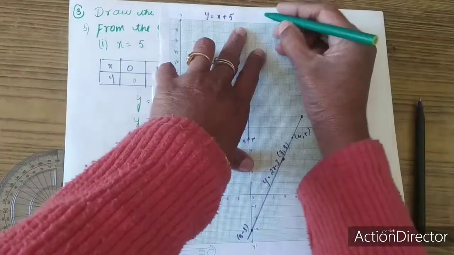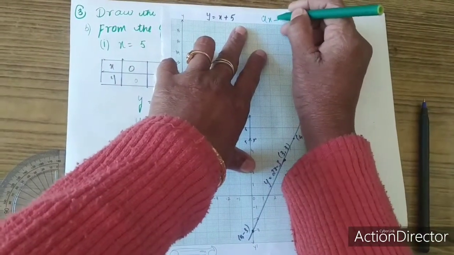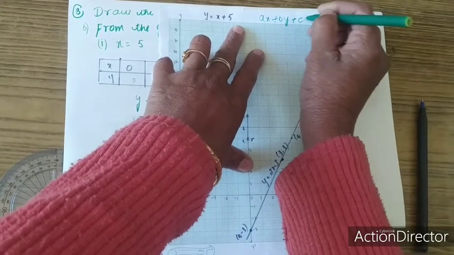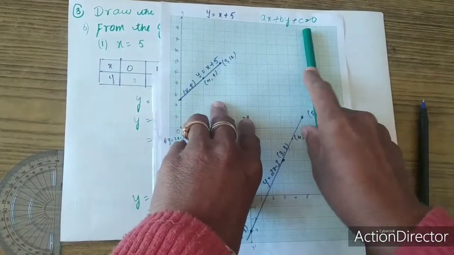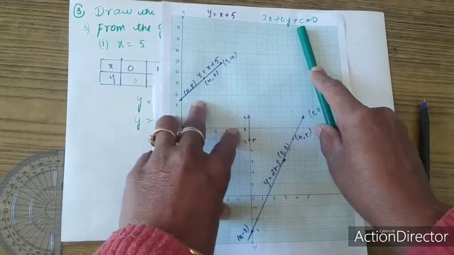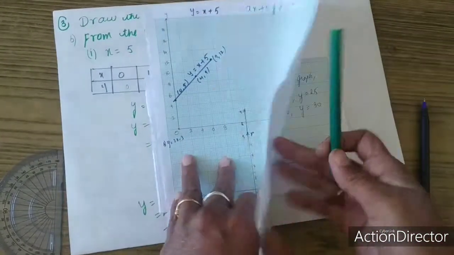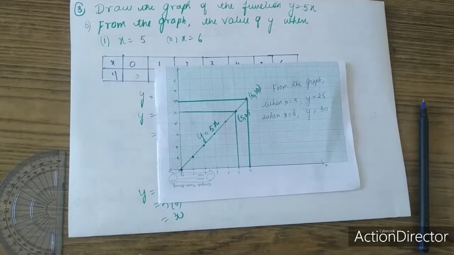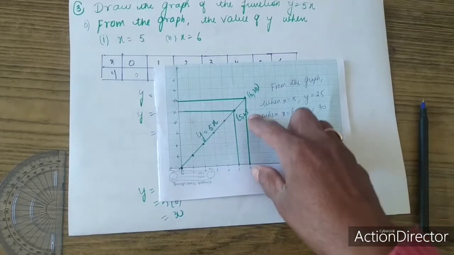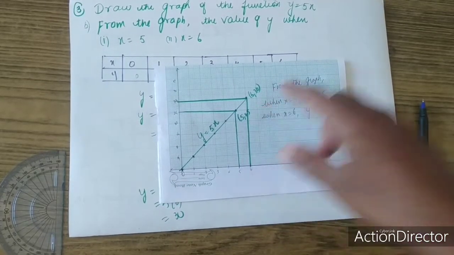This graph is always of the form ax plus by plus c is equal to 0. That is, one x term, a y term and a constant term. Whenever there is no constant, it will pass through the origin, just like here. Hope you have understood how to plot the graph, how we get a straight line, and how to find the value of y when the x value is given.